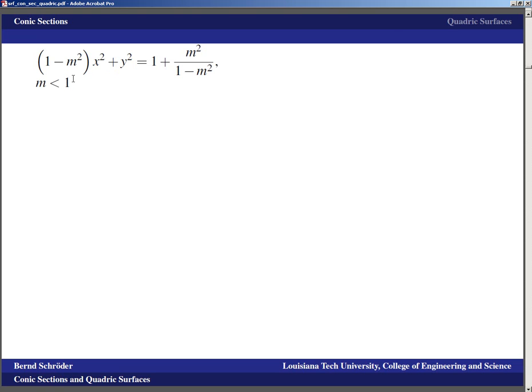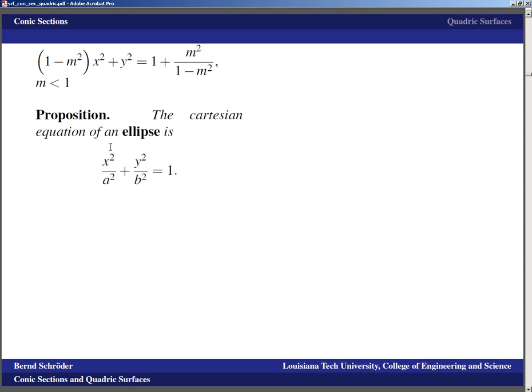What happens when m is smaller than 1? Well, when m is smaller than 1, we get positive number times x squared plus positive number times y squared equals positive number. Okay, so we can write that down as x squared divided by positive number plus y squared divided by positive number equals 1. We just divide by the right-hand side and then put everything else into the denominator. And that is the Cartesian equation of an ellipse: x squared over a squared plus y squared over b squared equals 1.